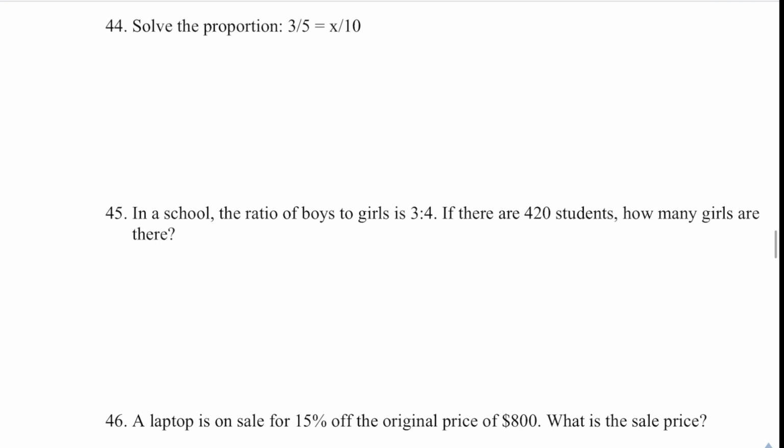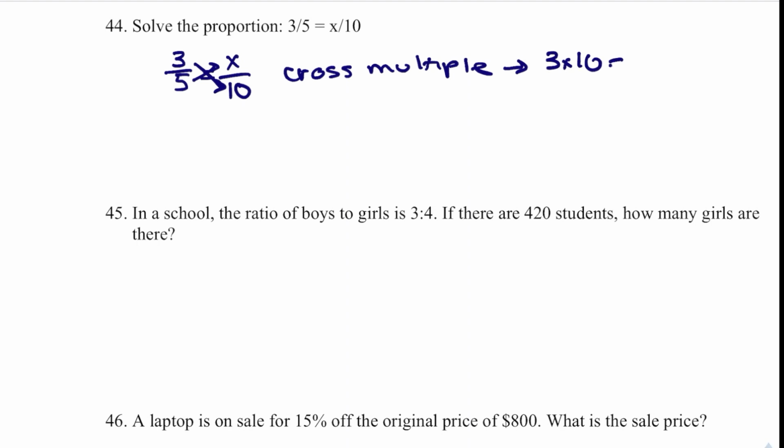Okay. 44. Solve the proportion 3/5 equals x divided by 10. So we have 3/5 equals x over 10. So what we need to do is we need to cross multiply. So this means that we are going to do like this. So 3 times 10 equals 5 times x, or 5x. So that is going to go to 30 equals 5x.